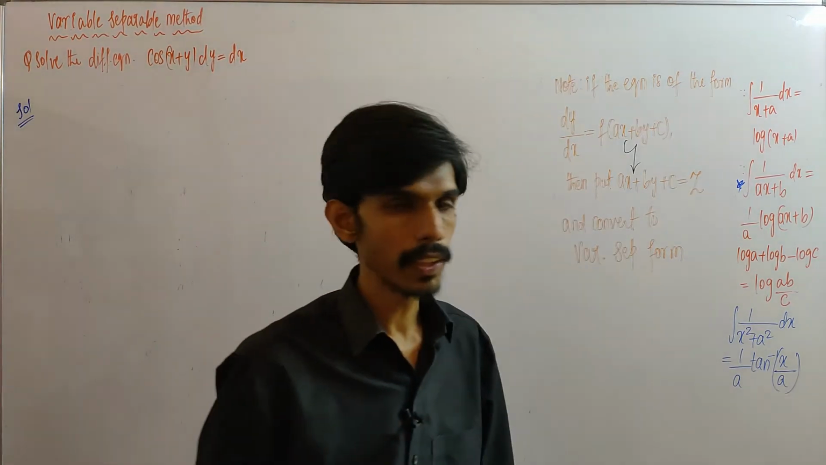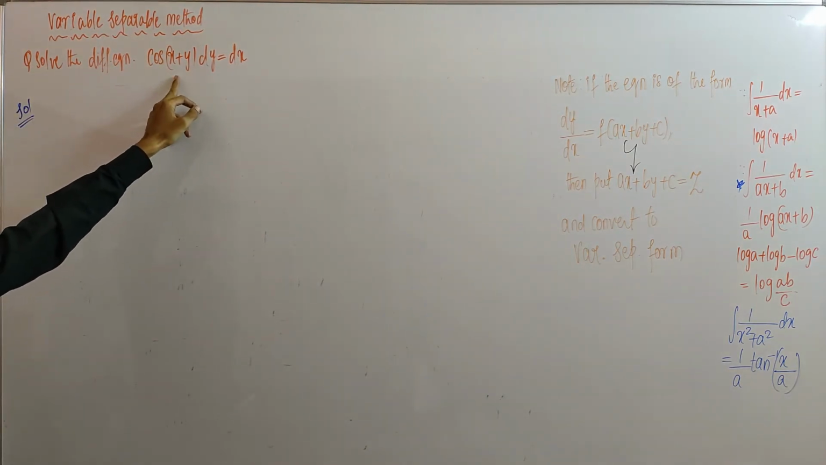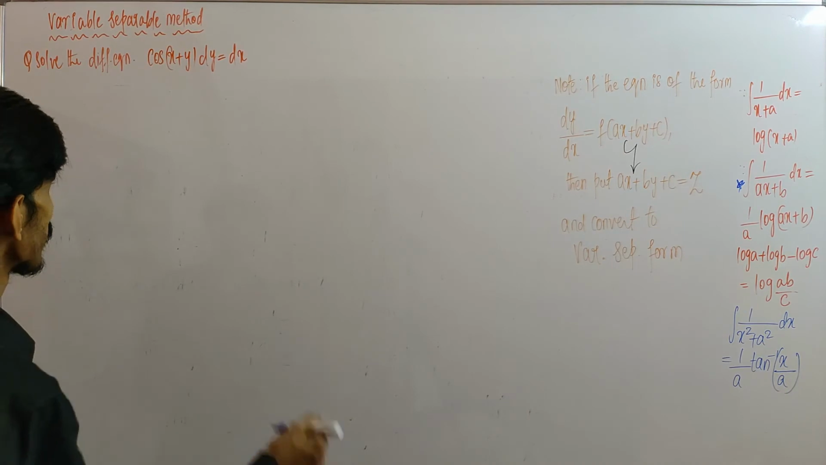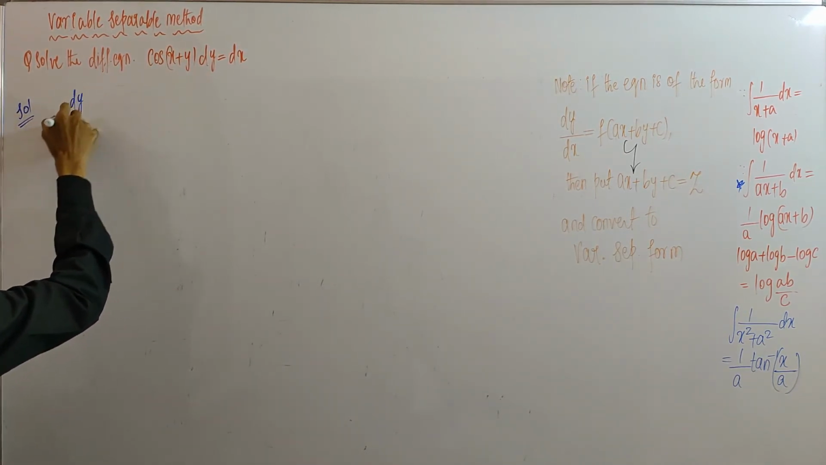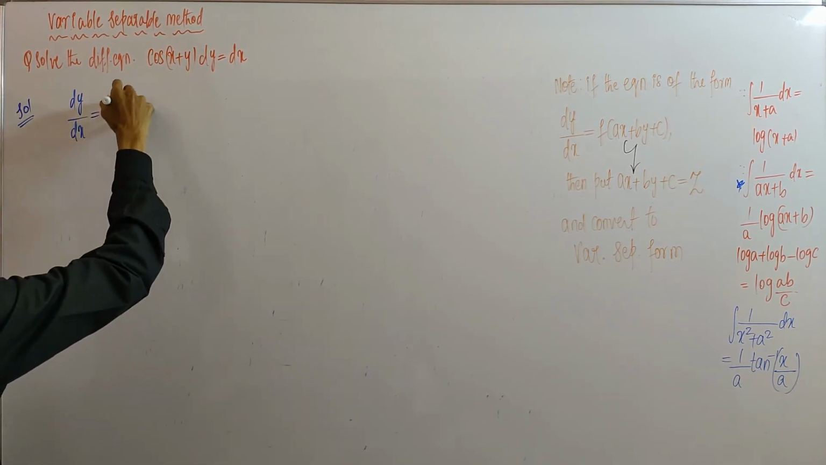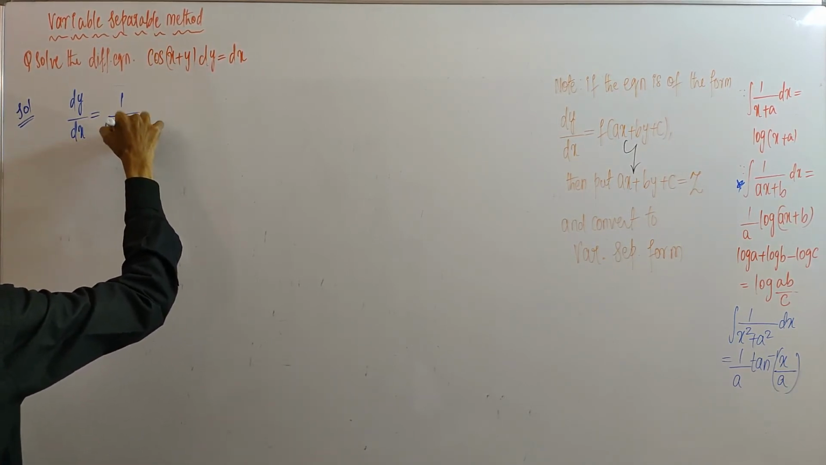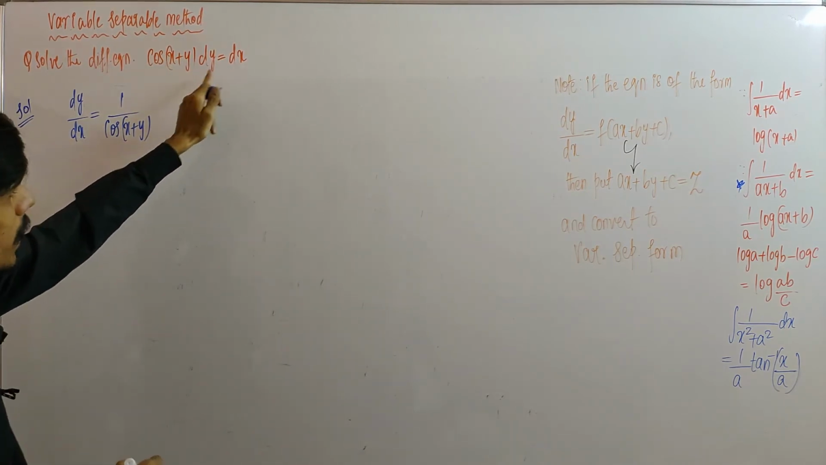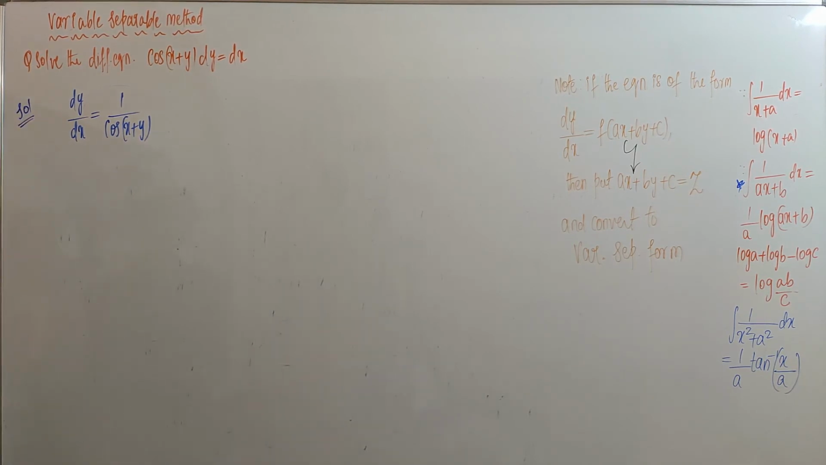Now let us see one more question of this type. Solve the differential equation (cos(x + y)) dy = dx. Now from this get the value of dy by dx. dy by dx is equal to 1 by cos(x + y). Take this dx to the denominator and set this cos to the denominator. So this will become dy by dx equal to 1 by cos(x + y).